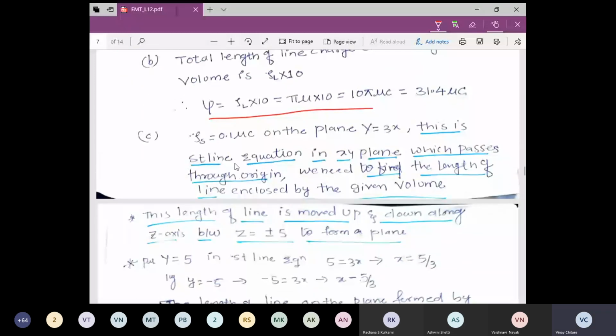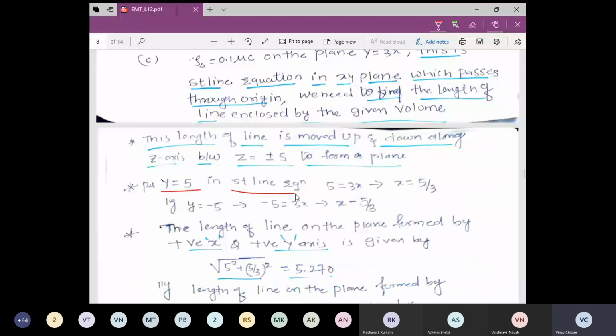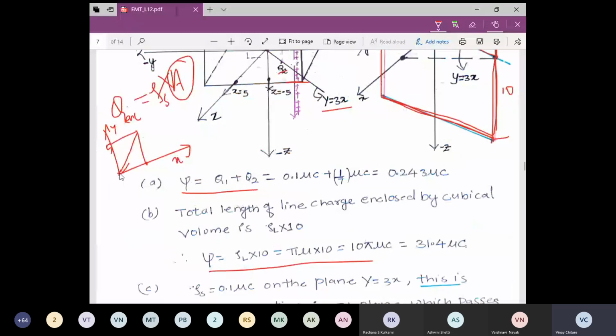That is what I'm trying to tell here. The first thing we said is that for the straight line equation in the xy plane which passes through the origin, we need to find the length of the line enclosed by the given volume. This length of line is moved up and down along the z-axis to form a plane, as I just explained. Now I can substitute y equal to 5 in the straight line to find the corresponding value of x. I'm actually interested in finding this length.